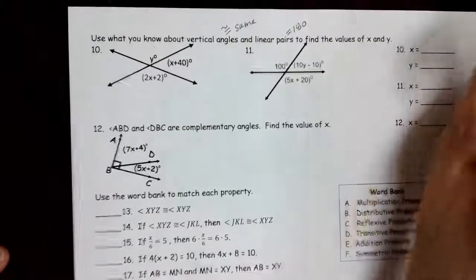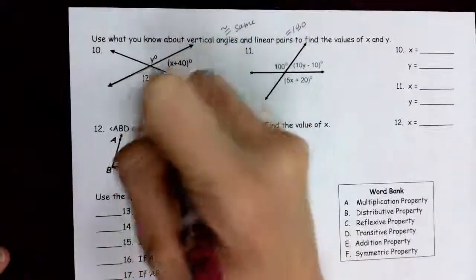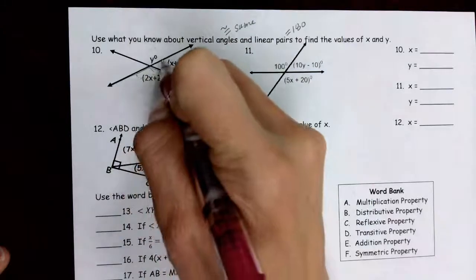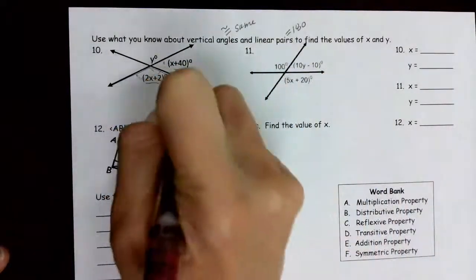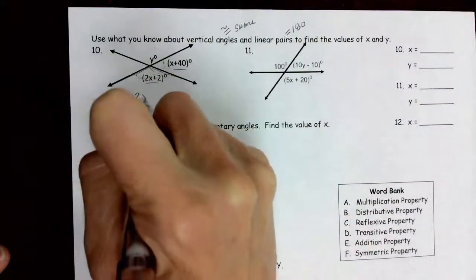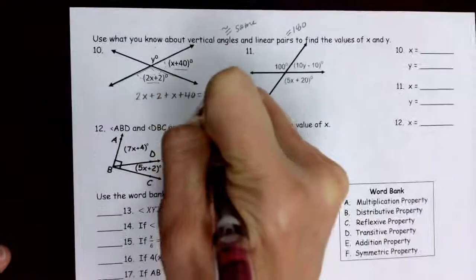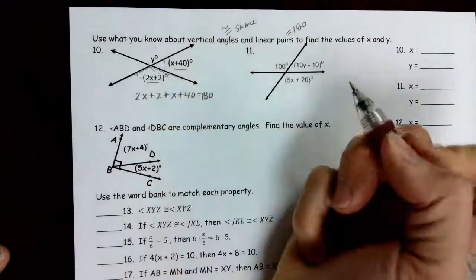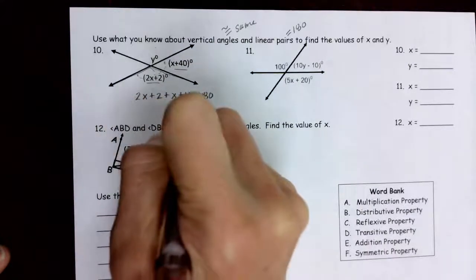So what I'm going to do to get started is say, okay, these two angles right here form that straight angle from one side of the line to the other. That's our linear pair. So I know these two angles have to equal 180. I'm going to say 2x plus 2 plus x plus 40 is equal to 180. So from here, I combine like terms because these are on the same side of the equation.